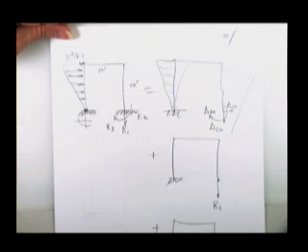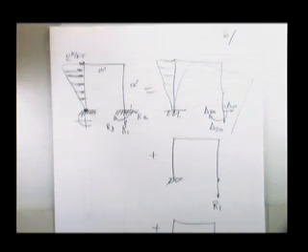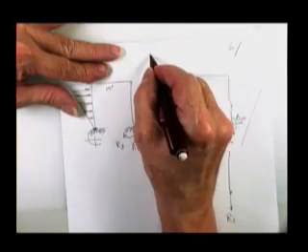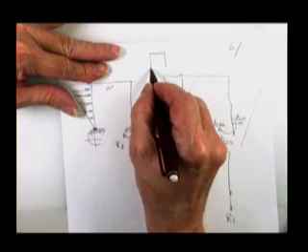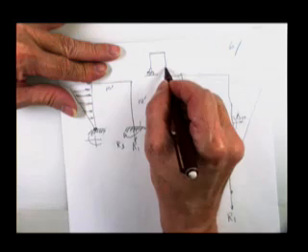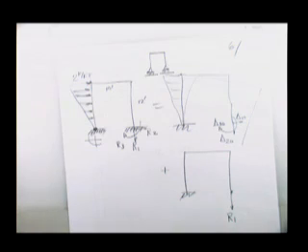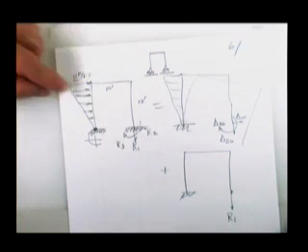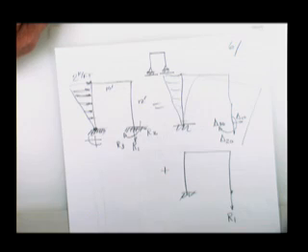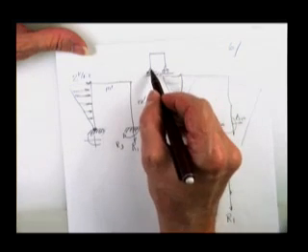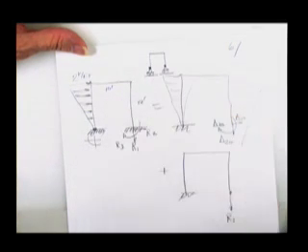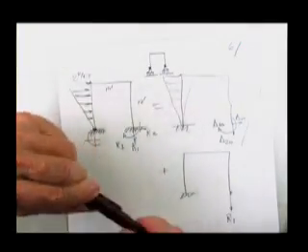In order to analyze this structure, you're going to have to take loose 3 reactions. And when you do that, you can't make it unstable. So, for example, this structure right here wouldn't work because you took off both of the horizontal forces that will help it sit still when you put the load on it. And you took loose 1, 2, you actually took loose 3, you actually took loose 4 unknowns there. That's too many anyway.